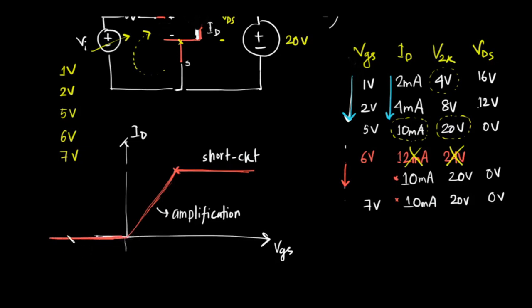So we can call this the open circuit region. Exactly like BJT also had an open circuit region, an amplification region, and a short circuit region, a MOSFET or FET also has an open circuit region, an amplification region, and a short circuit region.